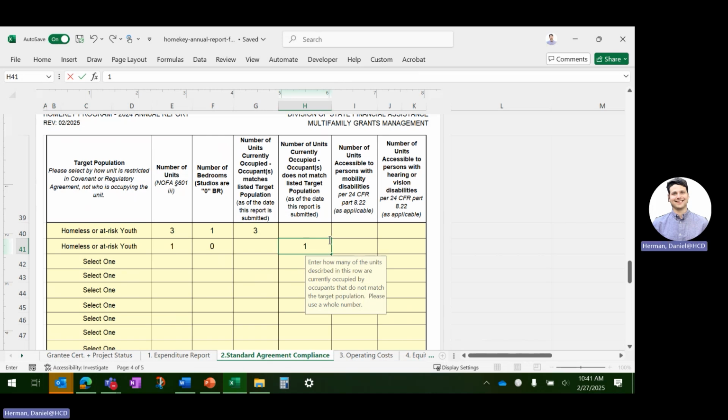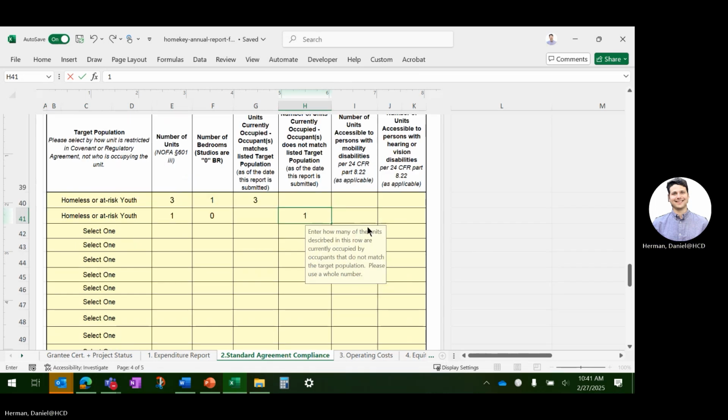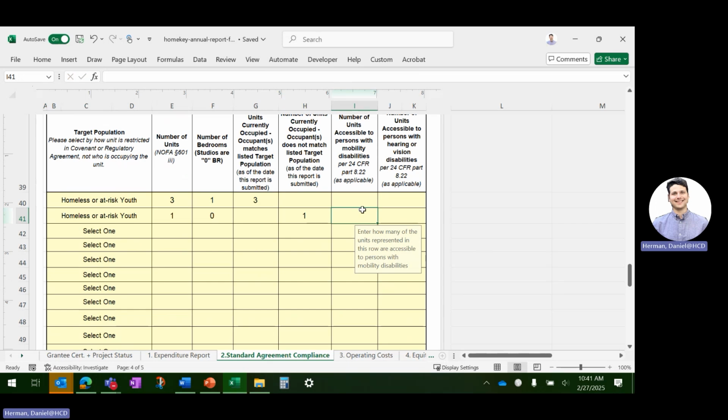Then columns I through K are for you to enter the number of units that are accessible to persons with mobility disabilities and persons with hearing and vision disabilities. Again, please refer to your requirement in the standard agreement for these numbers, and please refer to your standard agreement for the unit mix information in general.